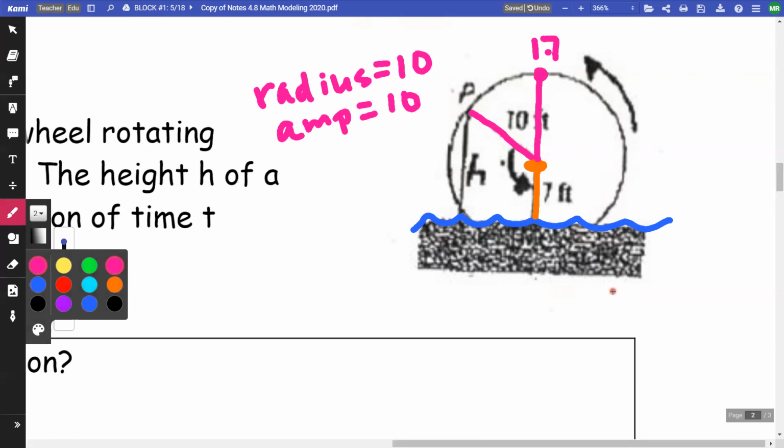17. So 17, because I'm going 10 higher than my center, which is at 7. And then my radius is 10. So if I'm going down 10, that means that this down here is going to be a -3. That's where I'm going to go below.